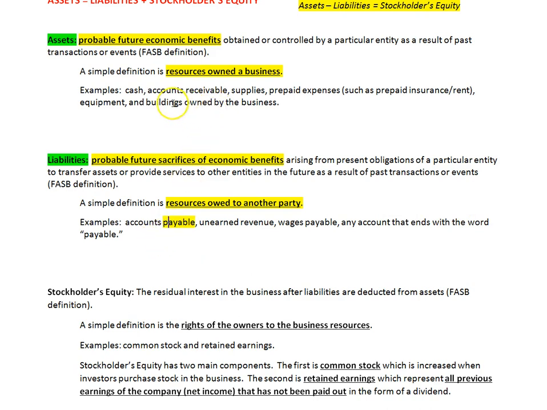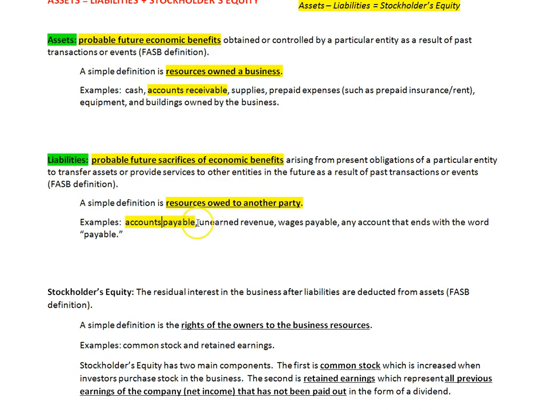Alright, accounts payable, accounts receivable. These are two tricky ones for students when they start. Accounts receivable is when somebody else owes us money. So accounts receivable, somebody else owes us money. If we owe somebody else money, it's accounts payable. So one's an asset, accounts receivable, they're going to pay us money. Accounts payable is a liability because we're going to pay them money.